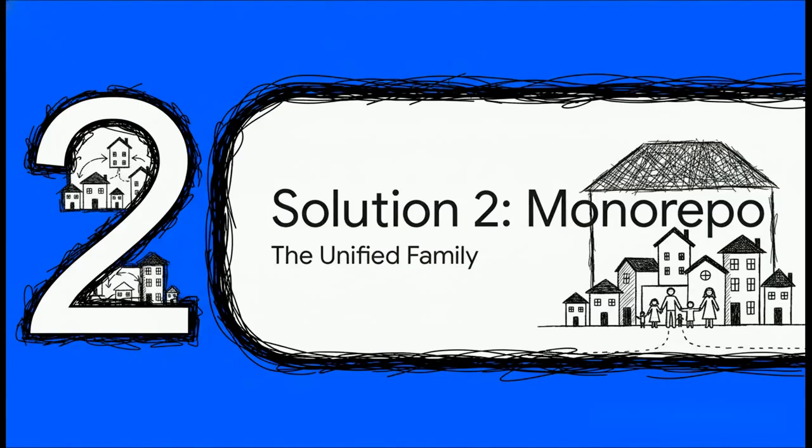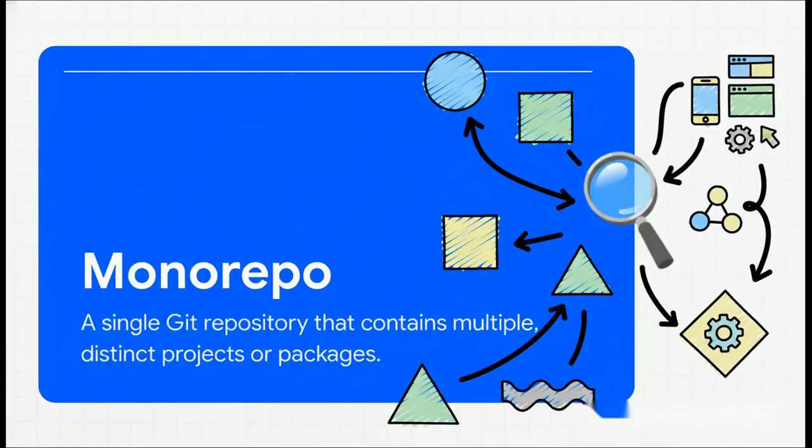This is our second solution, the monorepo. If submodules are about hiring a bunch of independent specialists, a monorepo is about bringing the entire family to live under one roof. Everybody's together, they share the same address, and they're all part of one big shared history. A monorepo, which is just short for monolithic repository, is exactly what it sounds like.